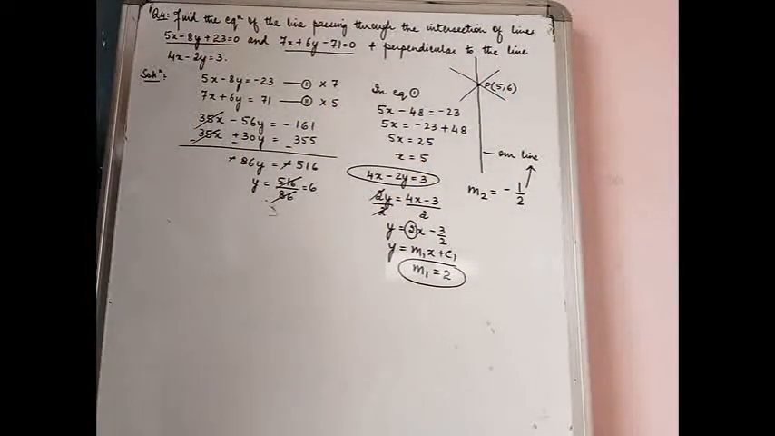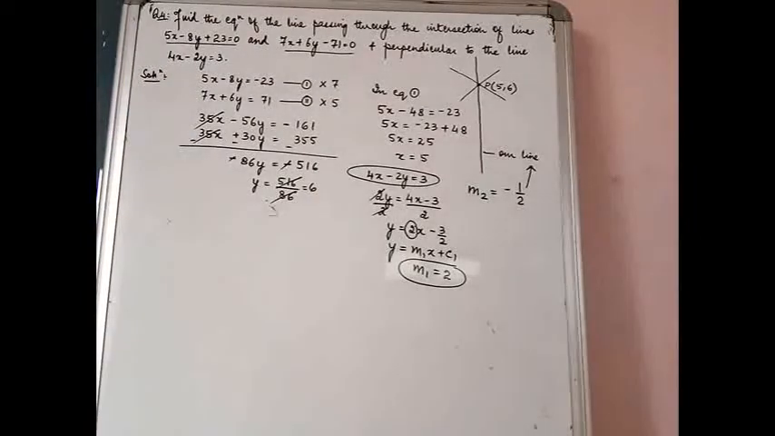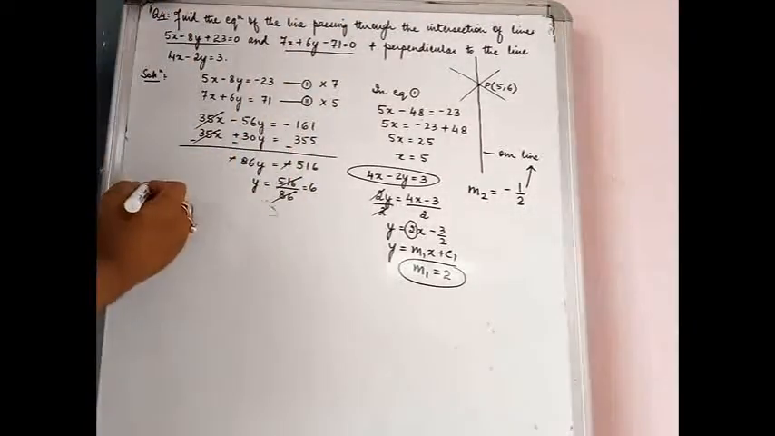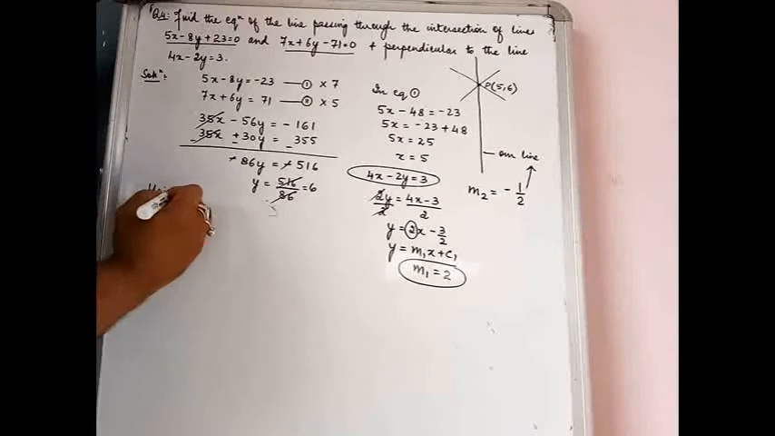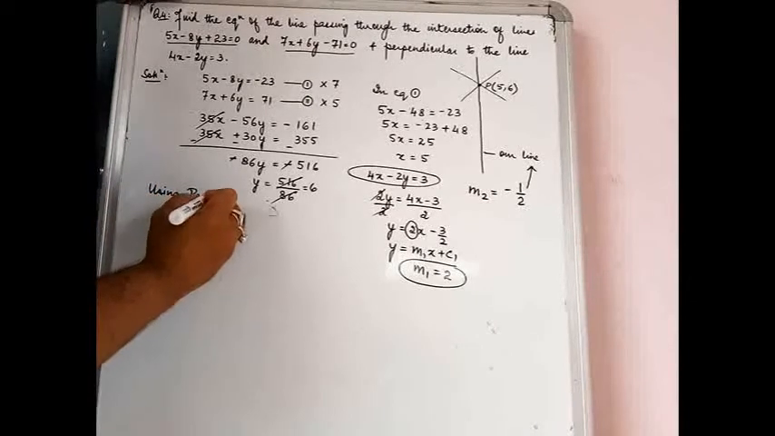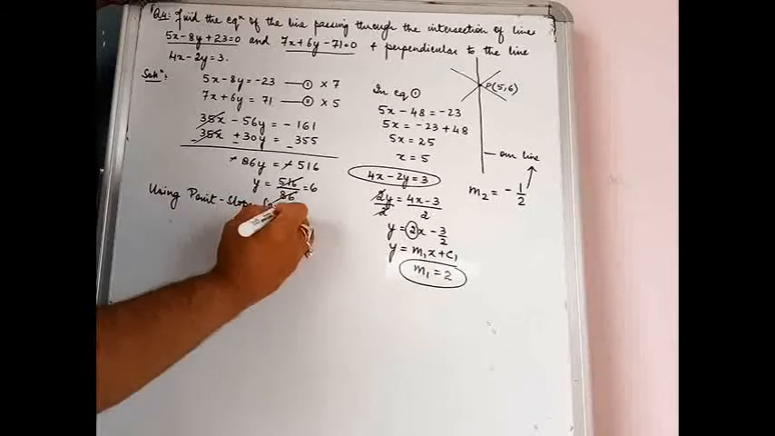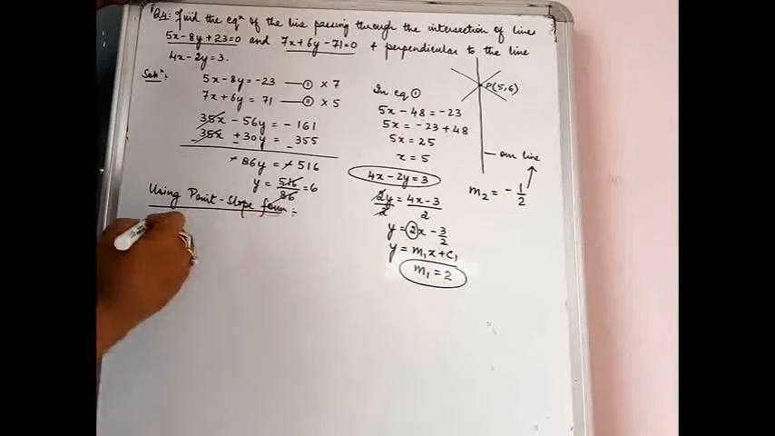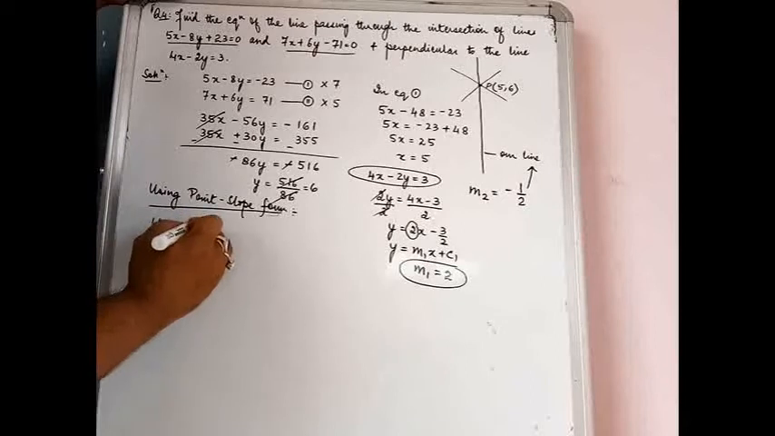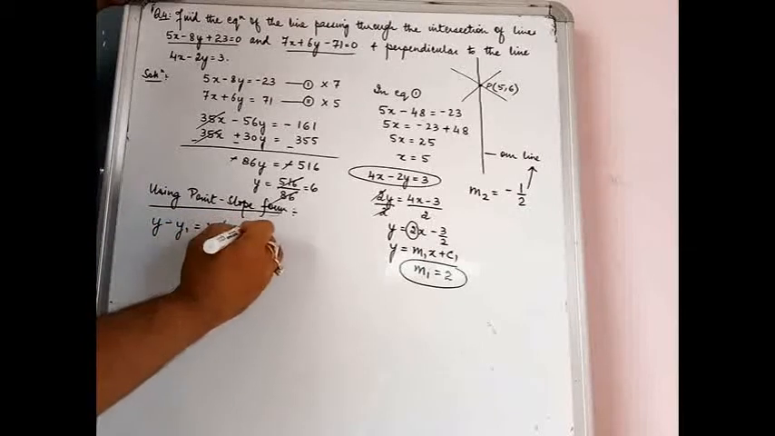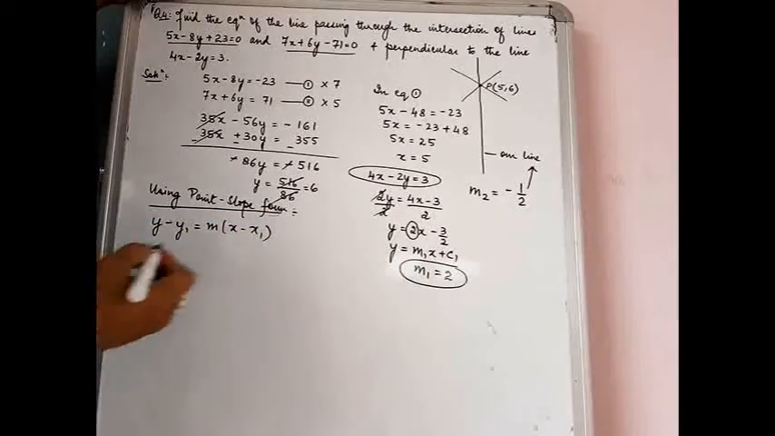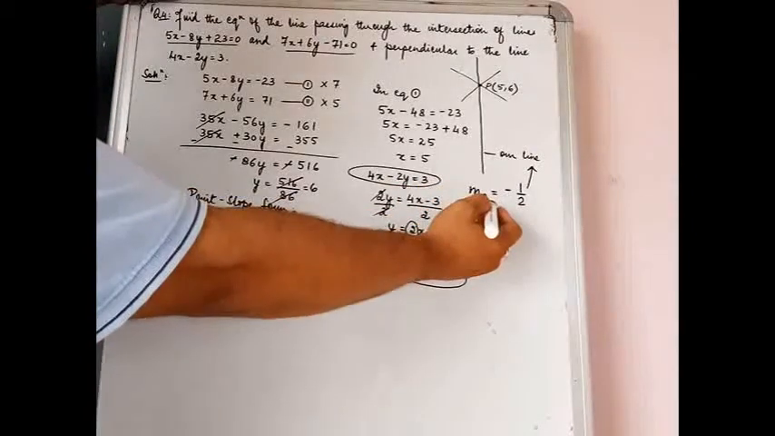So this is the slope of our line, and this is one point through which it is passing. So can we now apply the point slope form? Yes, we can easily apply the point slope form. So you write using point slope form. Okay, y minus y1 is equal to m times x minus x1. M is this m.